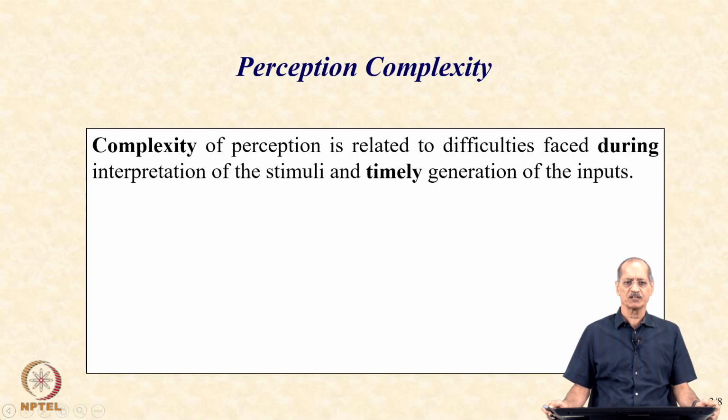When we look at the complexity of perception, it is primarily related to difficulties faced during interpretation of stimuli and timely generation of the inputs. What we are looking at is the process where sensors provide a stimulus to the system, and how do we interpret their sensor information? Just to give you an example, suppose we have a visual sensor like a high speed camera which is generating images. Now, images by themselves are just raw data.